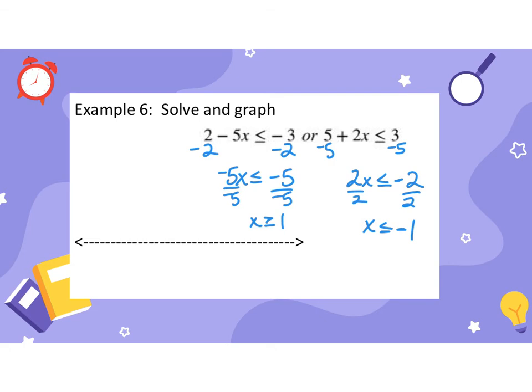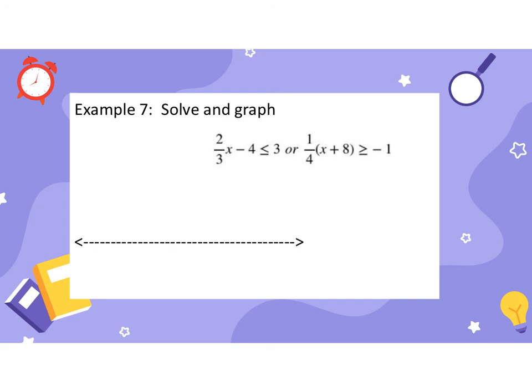Okay, so we'll notice we've got negative 1 and 1. What do we notice about their dots? They are closed. X is greater than or equal to 1. X is less than or equal to negative 1. Was this an and or an or? Or. So, looks like we're good to go. Last one, one more problem.